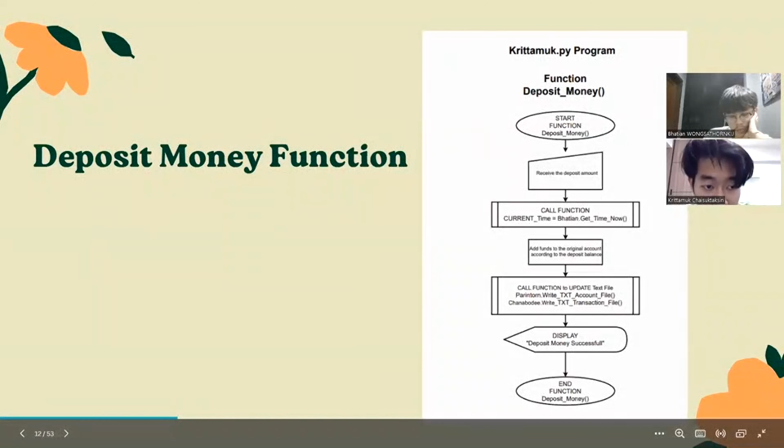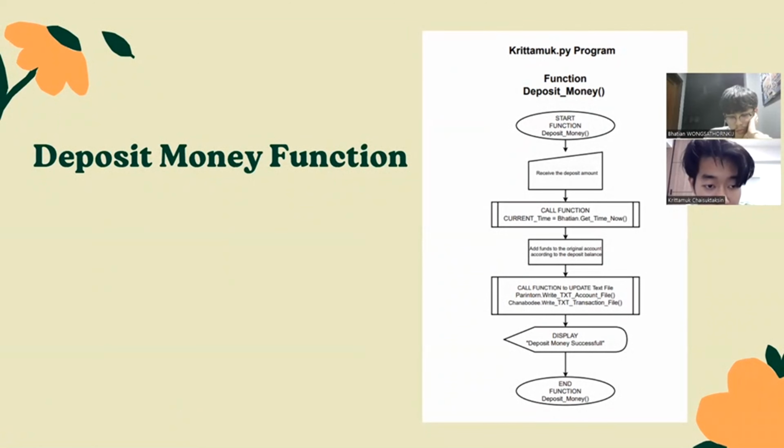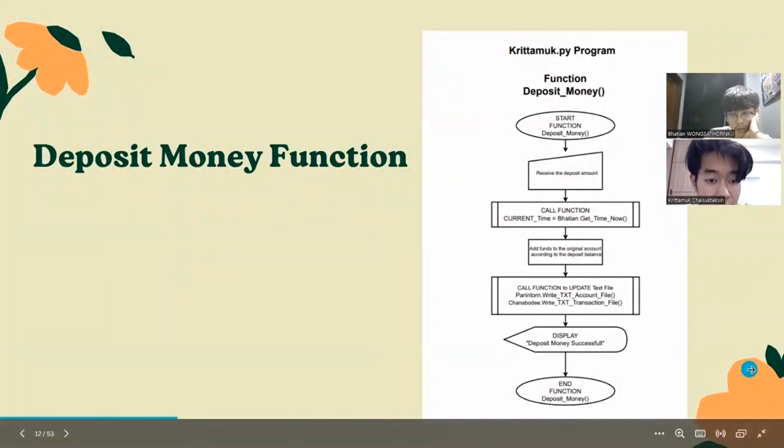Deposit money function, it will receive the input from the user, then run into the subroutine to update the current time and run into the process that adds the money to the user account, then update the check file and display the message, then end. Next.